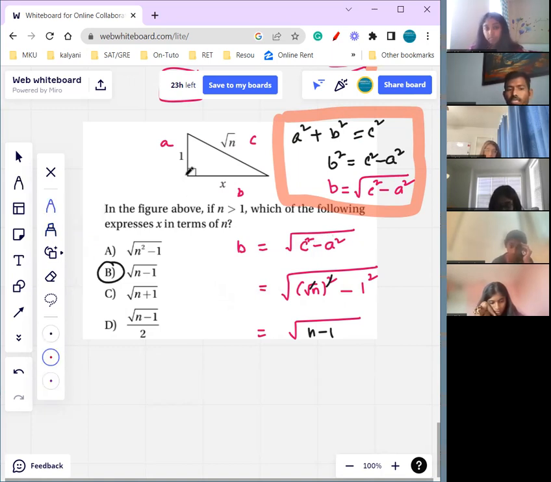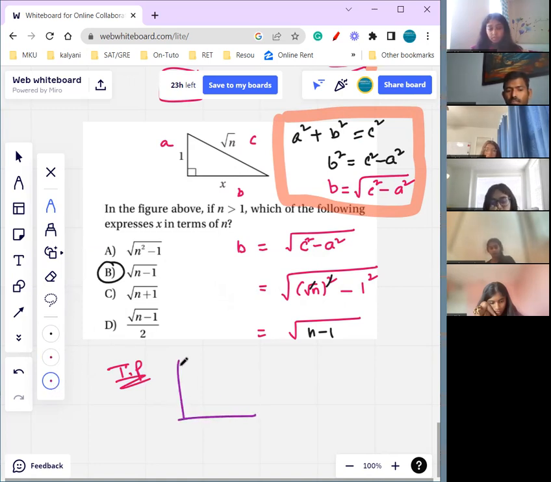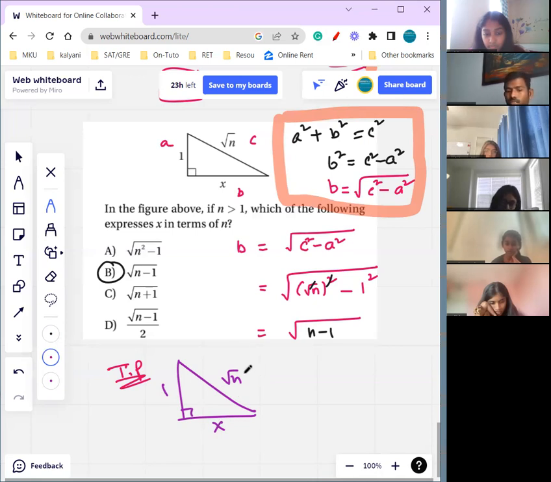So if this question is on the test, all you have to do is this: radical n is the hypotenuse, x is the leg, and this is 1. Since you know you're finding the leg, you're going to square these. So when you square it, it goes n minus 1 squared, which is 1, and then you square root. That's done. Less than 10 seconds, you can get the answer on this one.